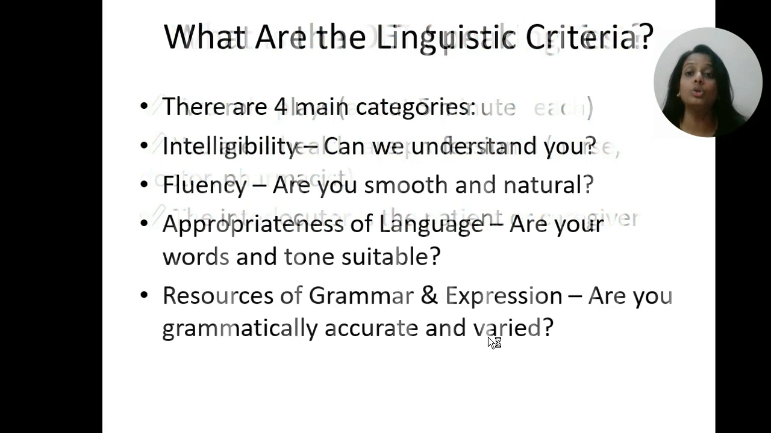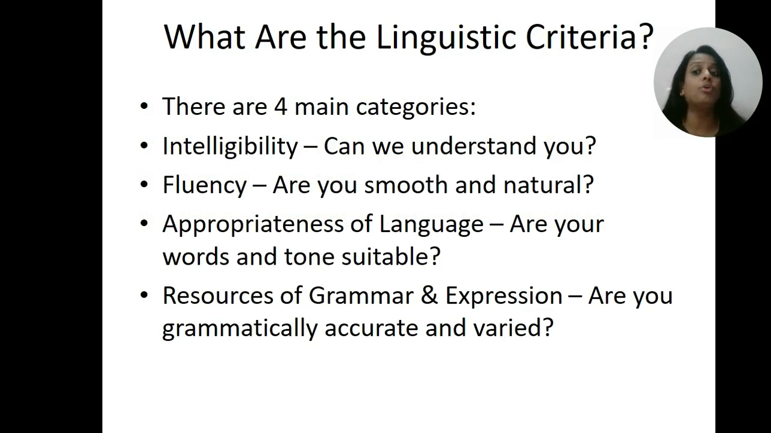So, when it comes to linguistic criteria, there are four main categories. The first one is intelligibility. So, can we understand you? That comes as intelligibility. And fluency. Are you smooth and natural when you're speaking? How the flow is? That comes into fluency. And appropriateness of language. So, whether your words and tone are suitable and appropriate for the context that you're using.